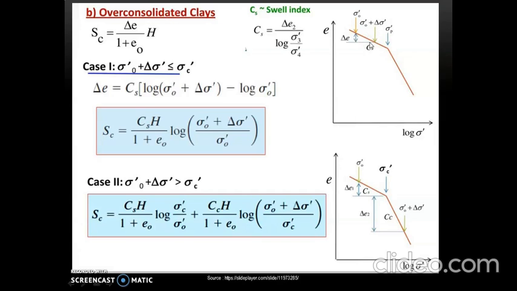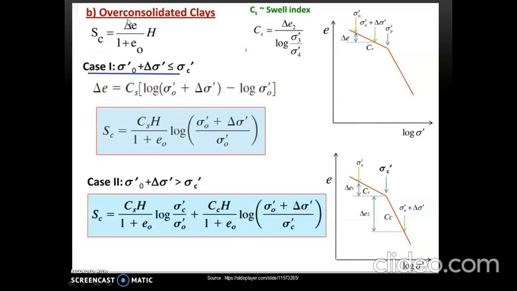And the slope of the line is nothing but the swell index Cs. So we write swell index Cs as equal to delta e divided by log of final effective stress, that is sigma 3 dash, divided by initial effective stress, that is sigma 4 dash. Here final effective stress sigma 3 dash is sigma naught dash plus delta sigma dash, and sigma 4 dash is sigma naught dash.